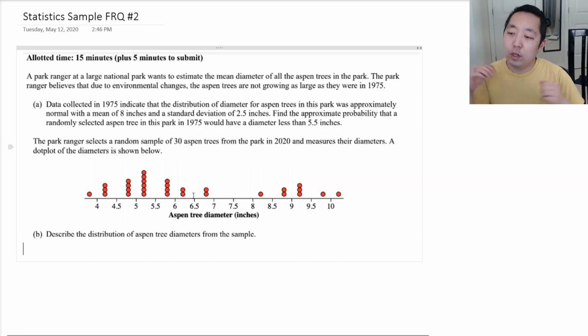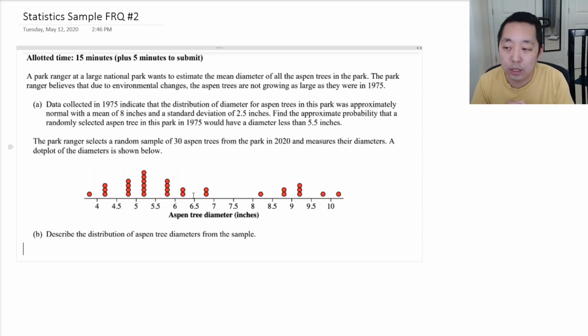A park ranger at a large national park wants to estimate the mean diameter of all the aspen trees in the park. The park ranger believes that due to environmental changes, the aspen trees are not growing as large as they were in 1975. Data collected in 1970. Keep in mind the things you want to key up: they want to estimate the mean diameter, and the ranger suspects the trees are not as big as they used to be.